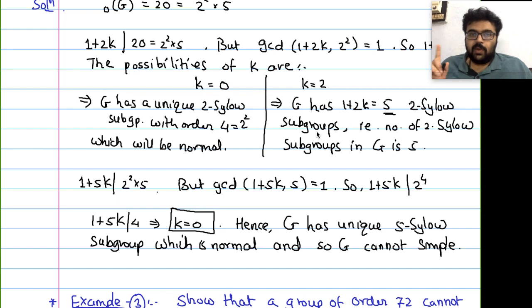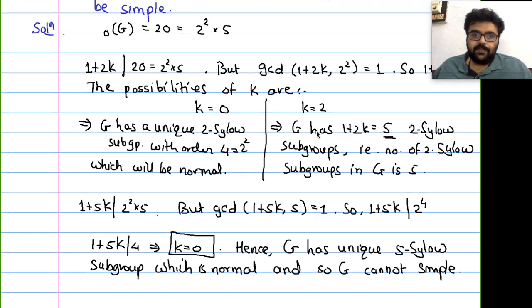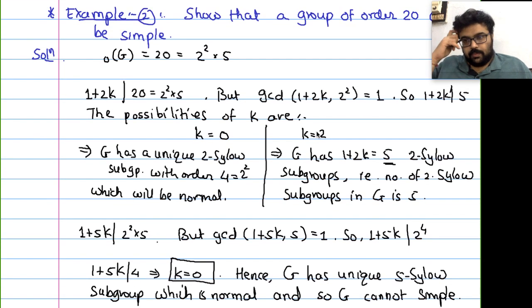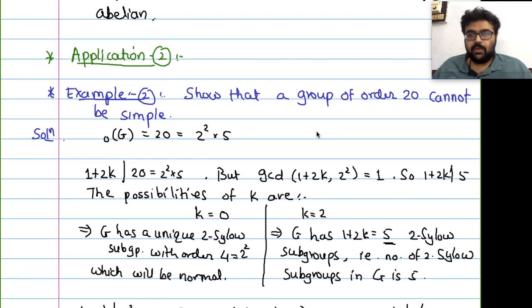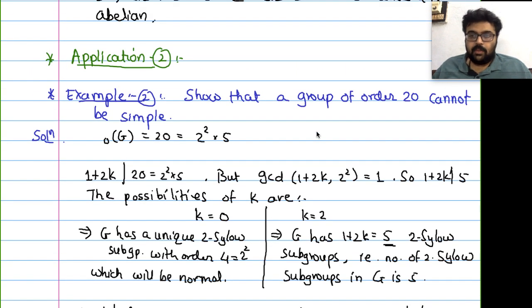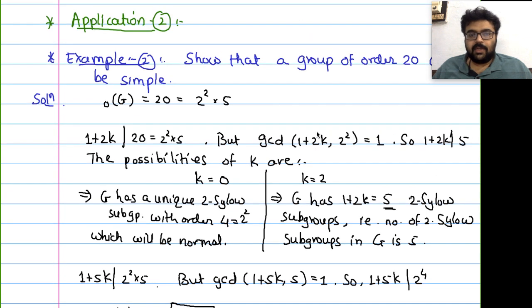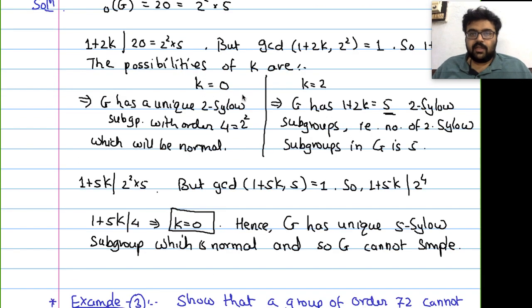If we can find just one normal subgroup, then G is not simple. If one proper normal subgroup, right? What is the definition of a simple group? It has no proper normal subgroup. The 5-Sylow subgroup, of order 5, is proper, and it is normal, so we are done. So that's why I considered this example.